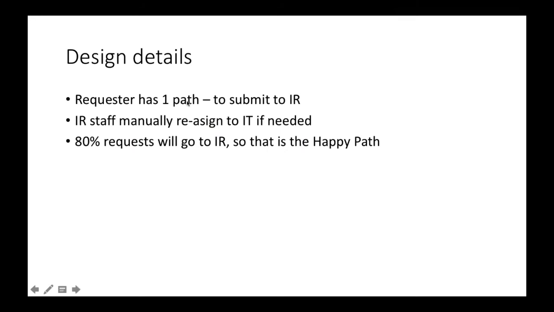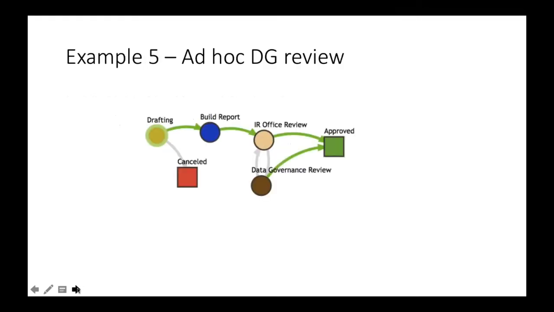So that simplifies it for the requester. There's only one path. IR staff can reassign if needed. And in this case, it was very high, like 80% of the, I meant to say the functional there instead of IR, but 80% of the stuff was going to the functional. So that was the main happy path used.